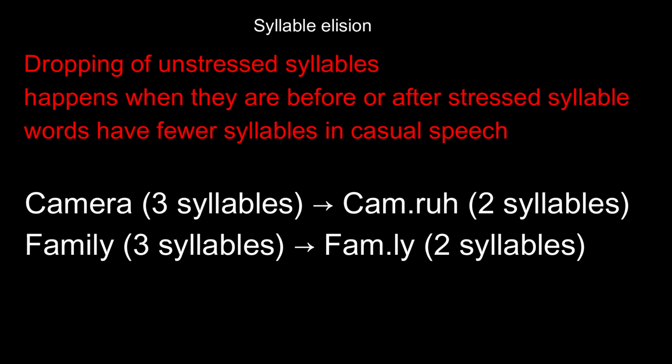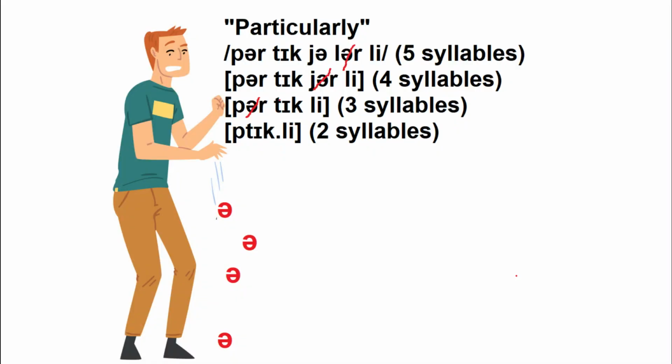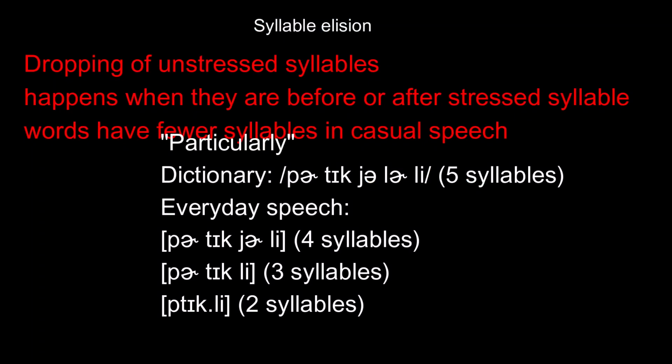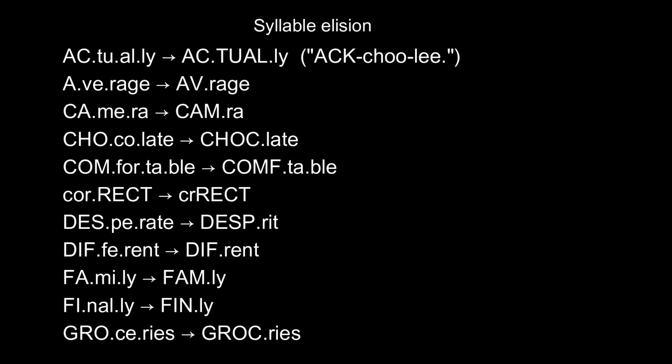But in everyday speech situations, these words are pronounced as 2-syllable words, camera, family. In the dictionary, the word particularly has 5 syllables, particularly. But in everyday speech, it is spoken as a 4-syllable word, a 3-syllable word, or even a 2-syllable word. These are words where syllable elision frequently happens. Actually.